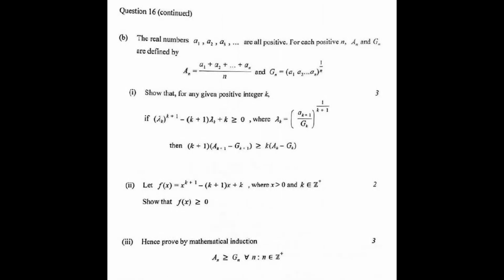Hi everyone, in this video I'm looking at the very last part of question 16b from the Baulkham Hills Extension 2 trial exam from 2020. I've already worked through part 1 and part 2 in separate videos, so definitely take a look at those if you haven't already, because we're going to rely on those results for this part 3, where we're asked to prove by mathematical induction that A_n is greater than or equal to G_n.